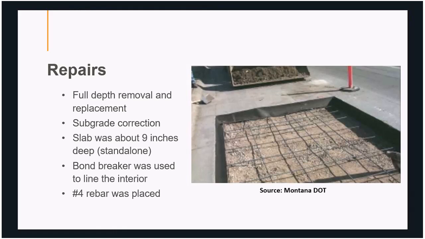The slab itself was quite thick, about 9 inches deep, so it could be a free-floating panel without joints. A bond breaker was used to line the interior, as I can see in the picture on the right here. The repairs also included rebar placed at 4 inches from the base. The repair has held quite well with no distress to date, and it was about 19 years since the repair was done.